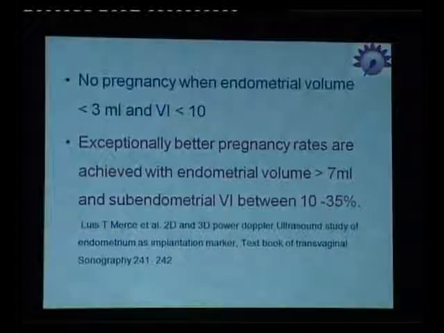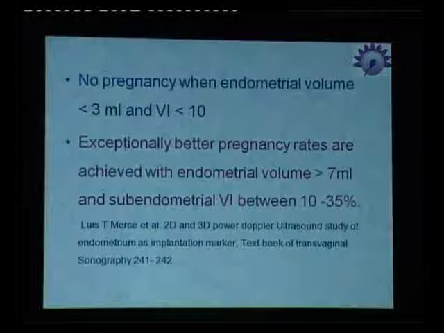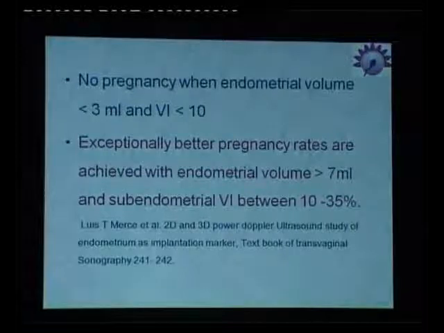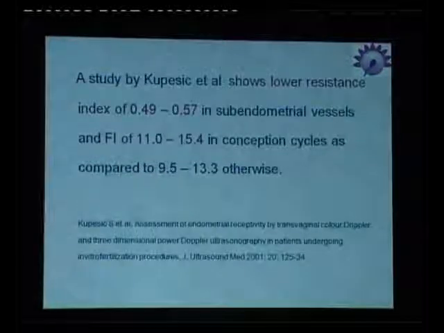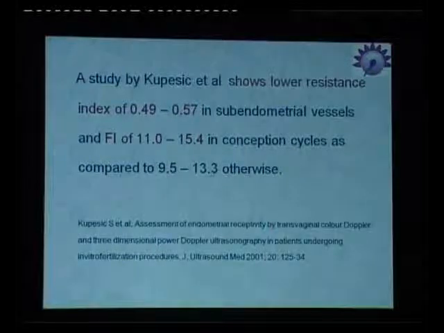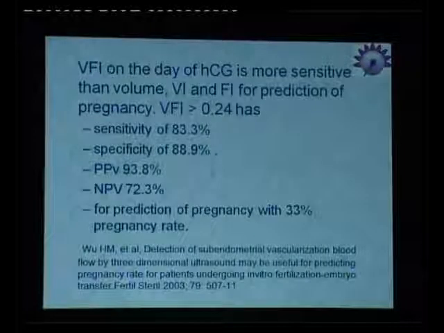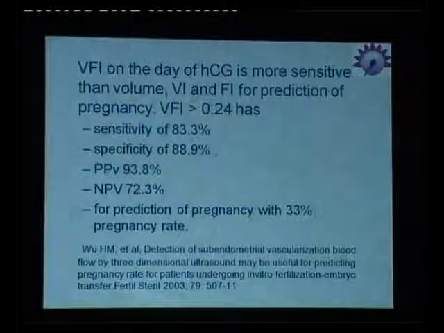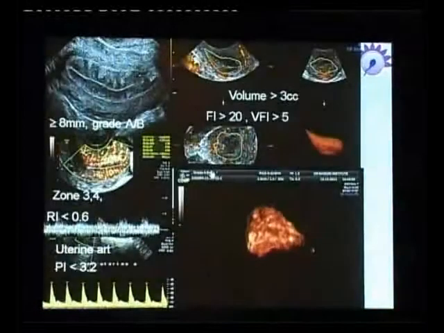There would be no pregnancy when the endometrial volume was less than 3 and the VI less than 10, and exceptionally better pregnancy rates when the endometrial volume is more than 7 and the endometrial VI is between 10 and 35. Then again, if the resistance is low, between 0.5 and 0.57, the chances of conception are good, and the FI, if it is higher, the chances of conception are good. And again, the VFI studies also. So all the studies say that the better implantation possibilities are there when the endometrial vascularity is better.